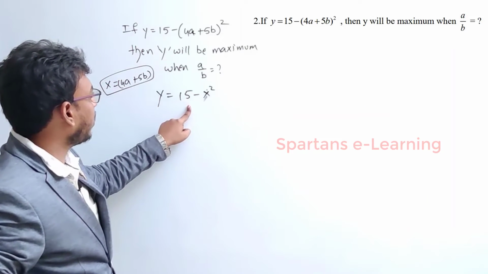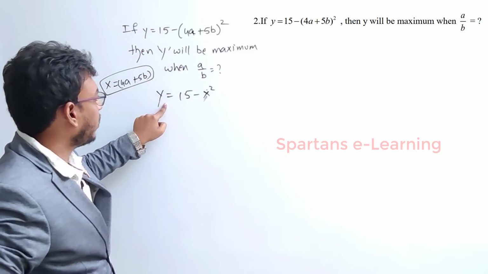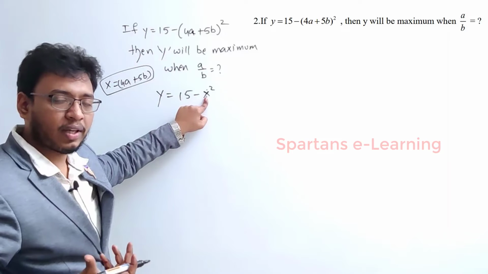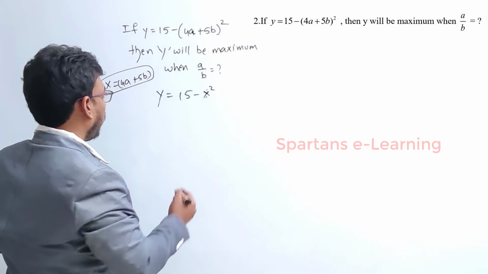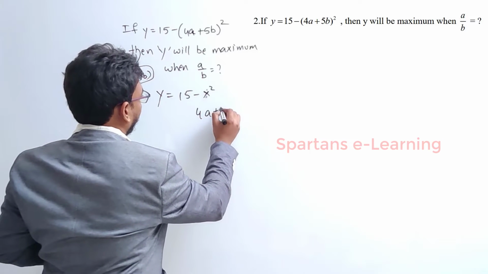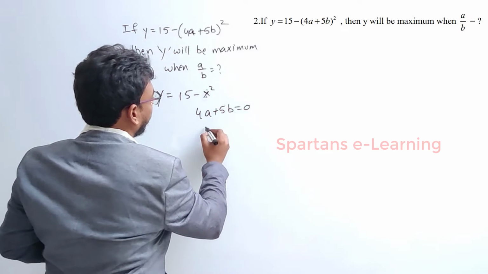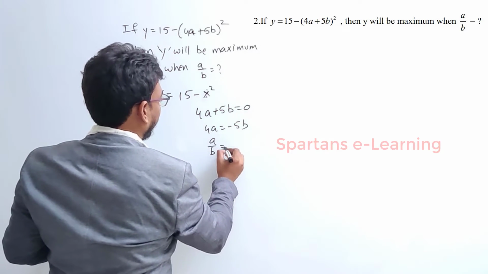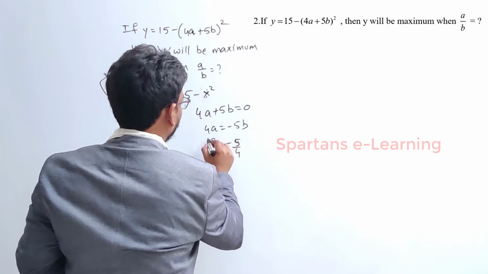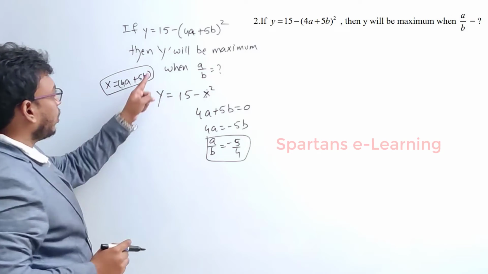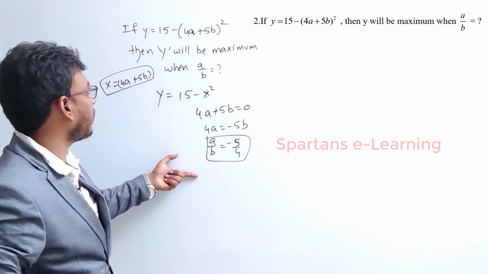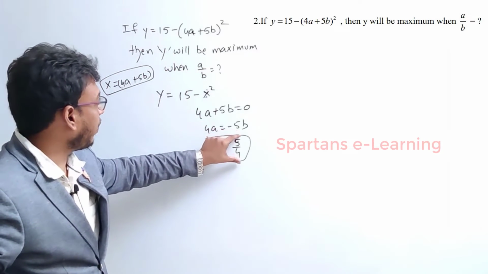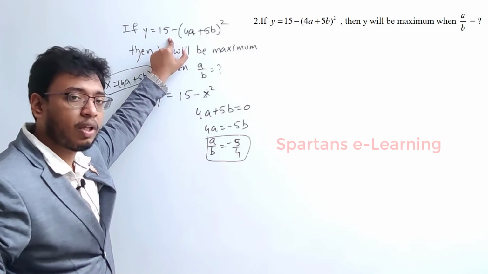From this, what you can say, to get the maximum value of y, you have to subtract the minimum value of x square. It will be 0. So what you can say is 4a plus 5b is nothing but 0. So 4a is equal to minus 5b. So a by b will be minus 5 by 4. That's it. So your question is solved, in seconds it will be solved, right? So when a by b is equal to minus 5 by 4, this particular function will give you the maximum value.